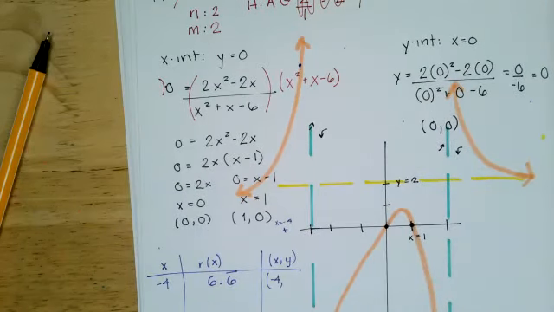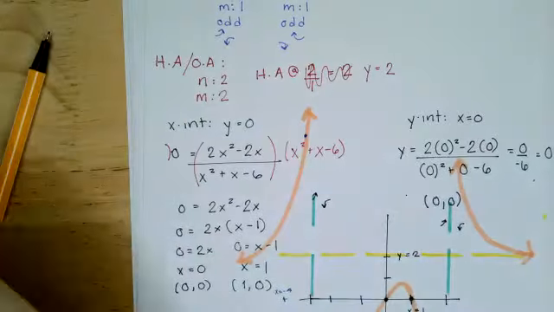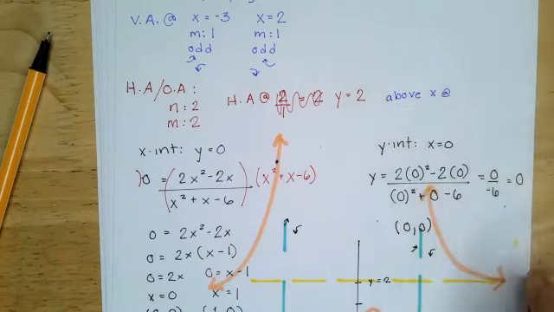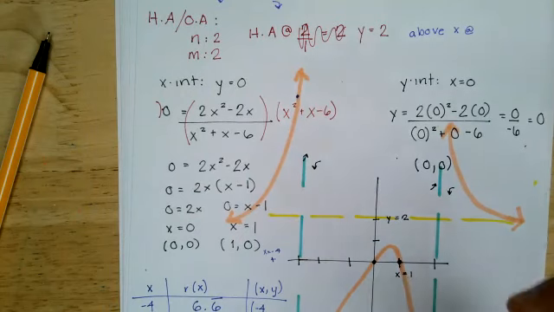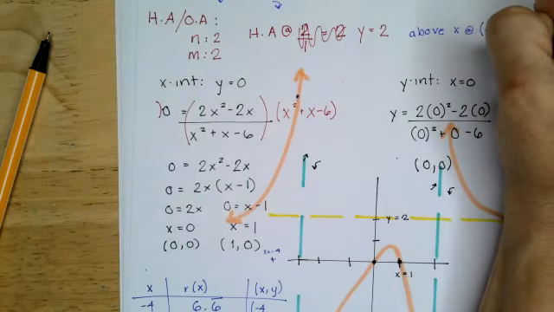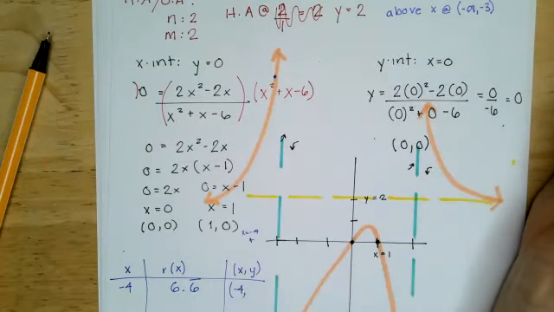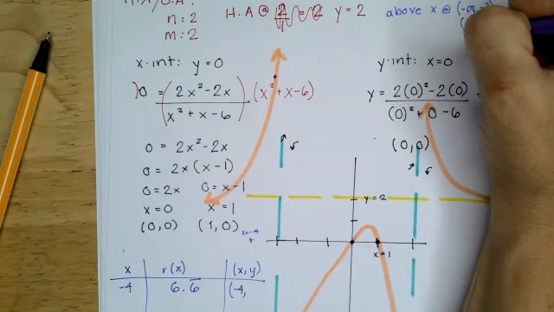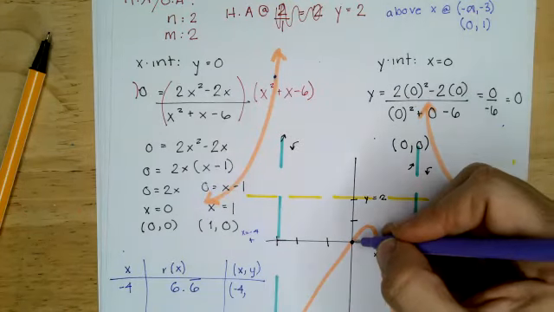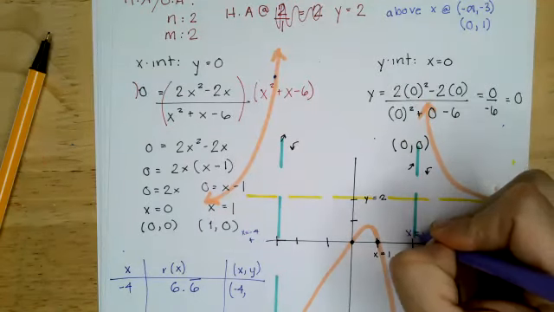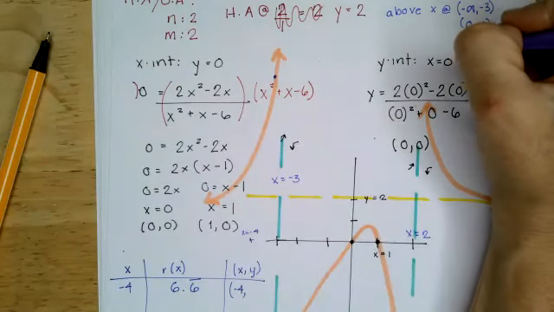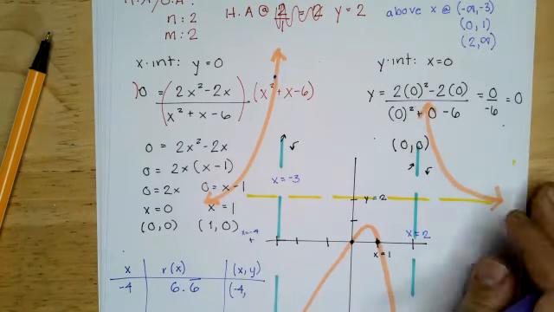Where is it above the x-axis and where is it below the x-axis? Let's talk about that real quick. It is above the x-axis at negative infinity to negative 3. Between 0 and 1, it comes up. And then again after 2. This is x is 2. This is x is negative 3. So from 2 to infinity, it's above the x-axis.